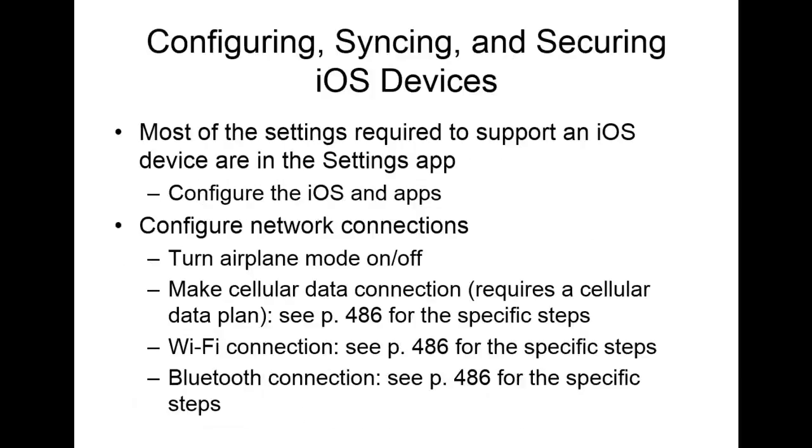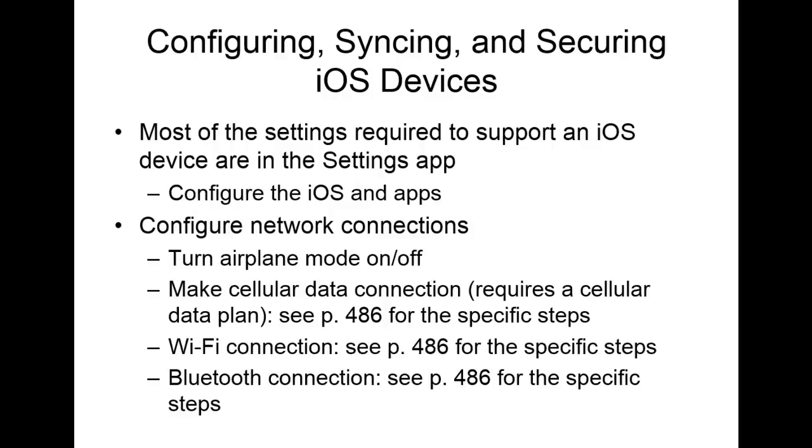I said we'd talk a little bit about configuring, syncing, and securing the devices. Now, when it comes to your Apple device, most of the settings required to support this are in the Settings app, and that Settings icon I showed you earlier. This is where you can configure a lot of different settings on your phone, such as your network connections, whether you want to turn airplane mode on or off, if you are going to make a cellular data connection, if you just want Wi-Fi connection, if you want to enable or disable your Bluetooth connection, you do all of that here.